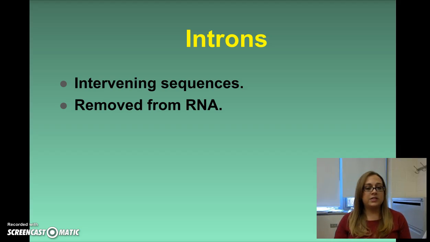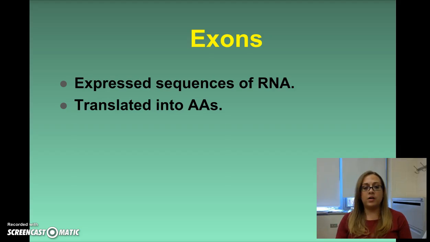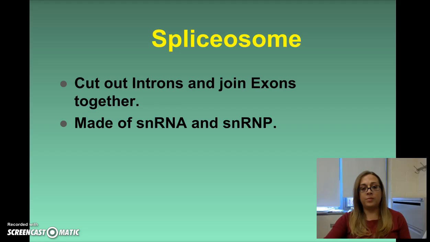Introns are called introns because it means intervening sequences. So they are sort of intervening or interrupting that mRNA transcript, and so they need to be removed from the RNA. And then the exons are going to be those expressed sequences of RNA that are then going to be translated into amino acids. So now, how do we do this? How do we cut out the introns and join the exons back together?